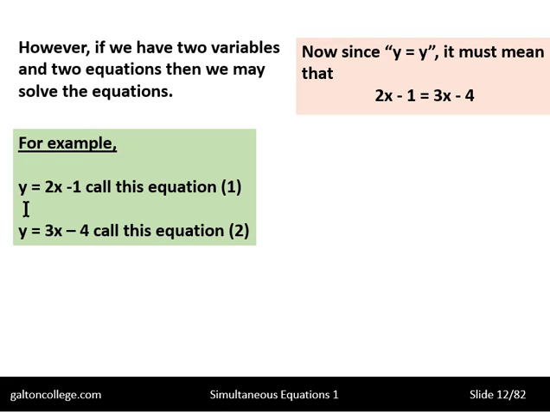Note here, since the two y's are the same, y equals y, it must be that 2x minus 1 is equal to 3x minus 4. So 2x minus 1 equals 3x minus 4. Now we can start solving this. So we can say add 1 here. So we have minus 1 plus 1. Of course, we have to add 1 over here.